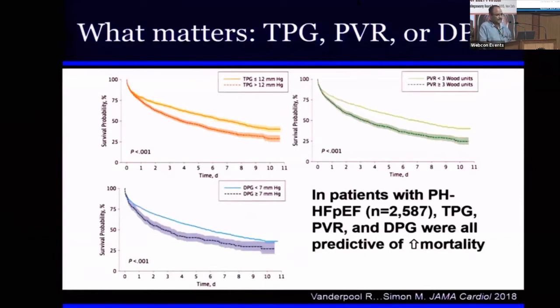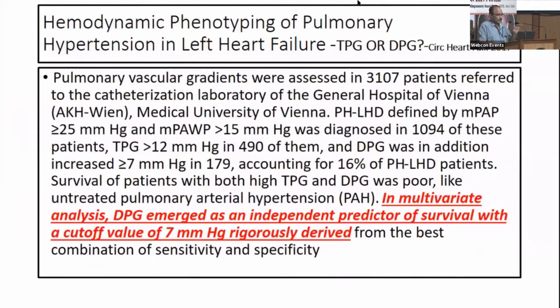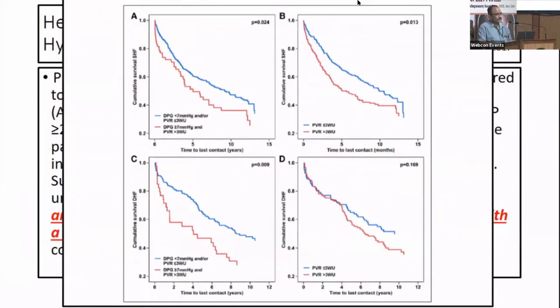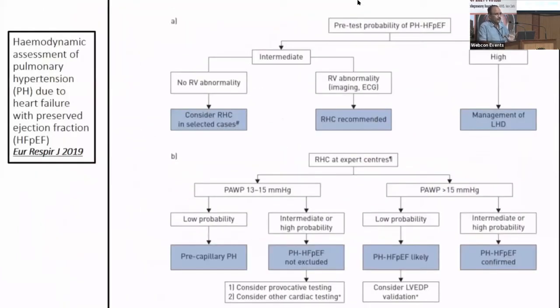This is a very large study of 2,500 patients, which said that almost all of them are predictive of survival. However, there are other papers, including this registry from Vienna of over 3,000 patients, which said that diastolic pressure gradient is perhaps the single most important predictor of mortality and morbidity.